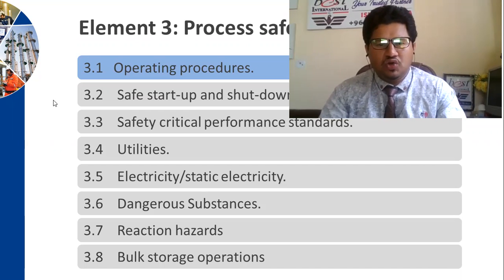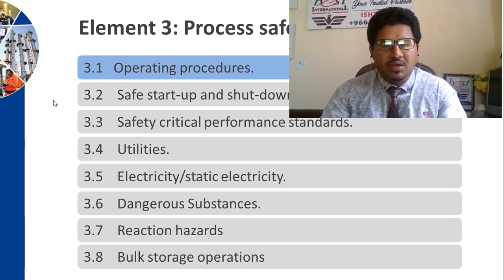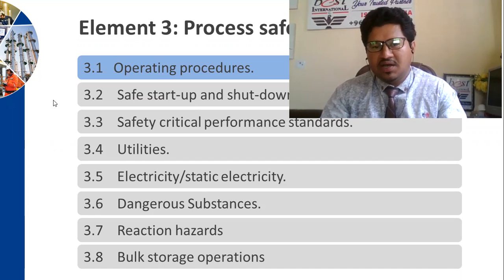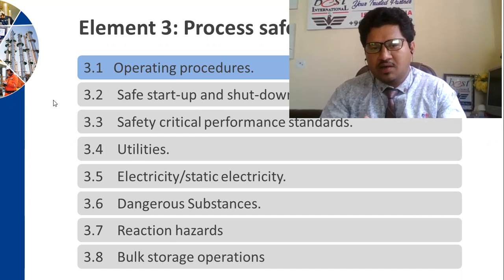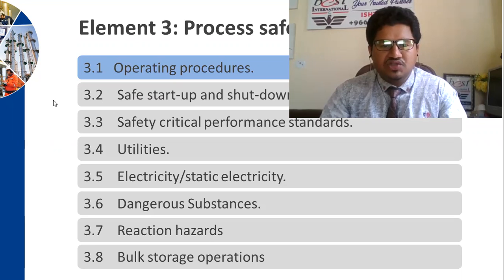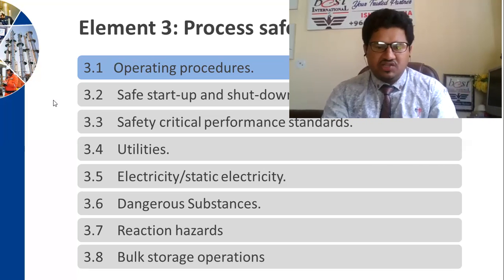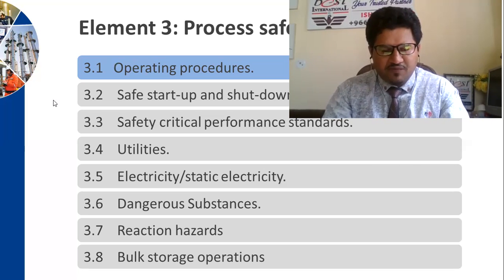3.1 is all about operating procedures. We're going to discuss how important they are, what they should look like, and how we have to establish them. Then 3.2 is all about safe startup and shutdown, especially in high hazard industries. Safe startup and shutdown is very important, like in oil and gas plants. Safety critical performance standards need to be considered. Utilities, electricity or static electricity, how dangerous they are and how we have to manage them. Other chemicals or dangerous substances, we have to understand.